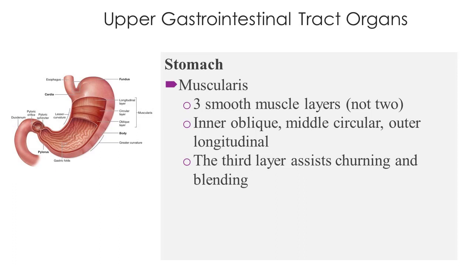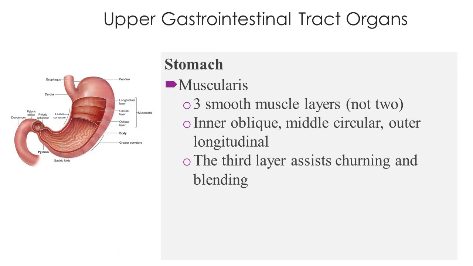And so this oblique muscular layer is going to allow you to really churn and mix the material. Otherwise, you'll just be compressing, shortening, compressing, shortening. Now you're just really mixing it up. So a lot of mechanical digestion, a lot of chemical digestion is occurring in the stomach.